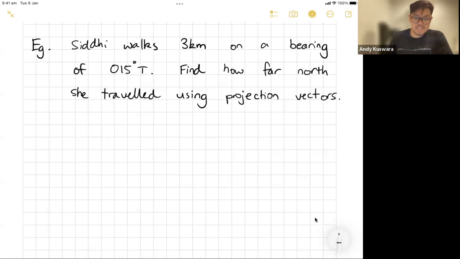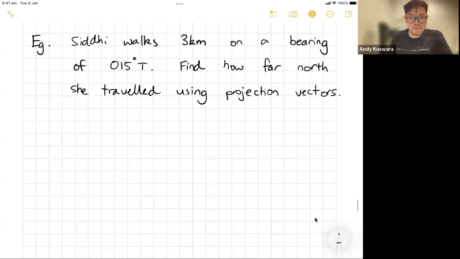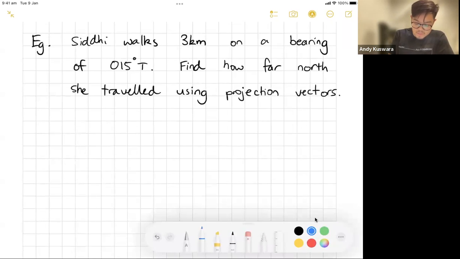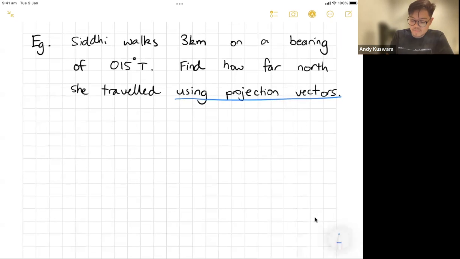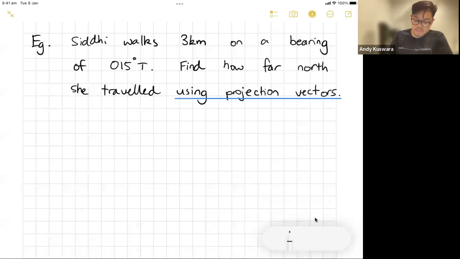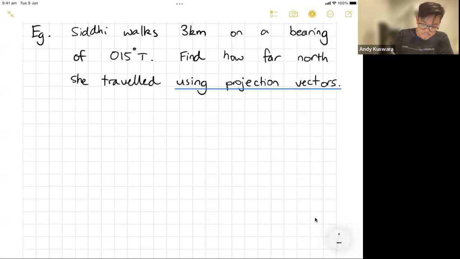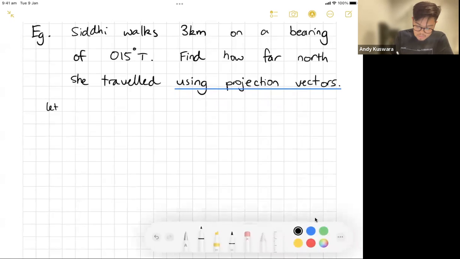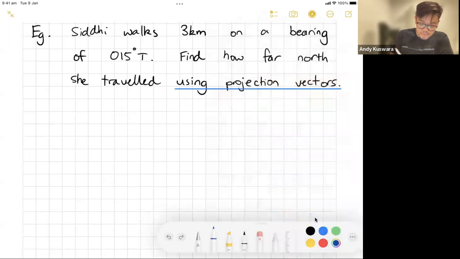Let's say Sity walks 3 kilometers on a bearing of 15 degrees true. Find how far north she traveled using projection vectors. This is the key thing here, using projection vectors, because I'm pretty sure you've done questions like this before where you just use standard trig. But the first thing that you want to do with a lot of these questions is name your vectors. I find that's a helpful thing to do.